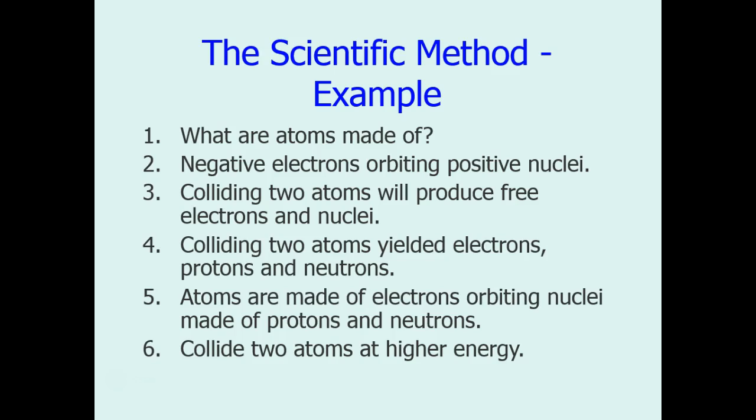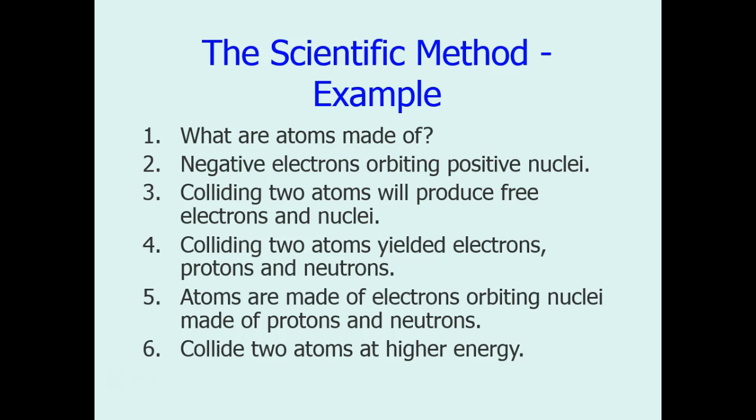Now, just to give you an idea, electrons, as I said, are negatively charged particles. Protons are positively charged particles. Neutrons are neutral, no charge. They were hard to detect because they're small and had no charge to let you know they were there. They just knew there was some mass there they hadn't accounted for. So, what they came up with is atoms are made of electrons orbiting a nucleus made of protons and neutrons.